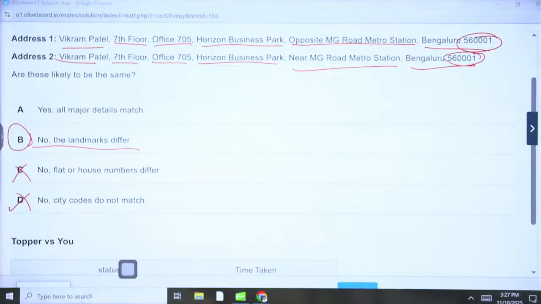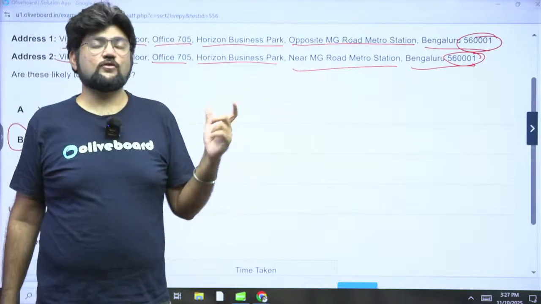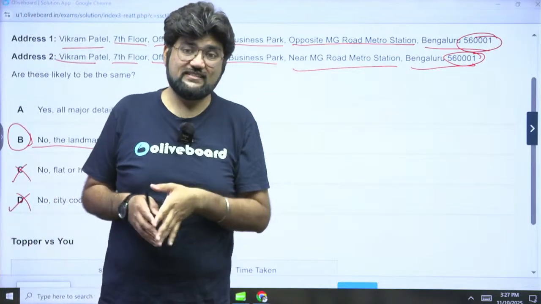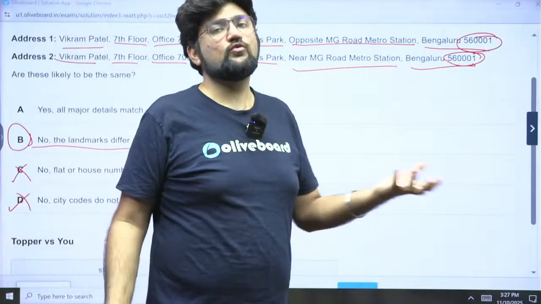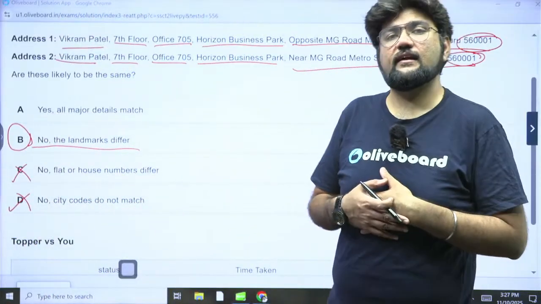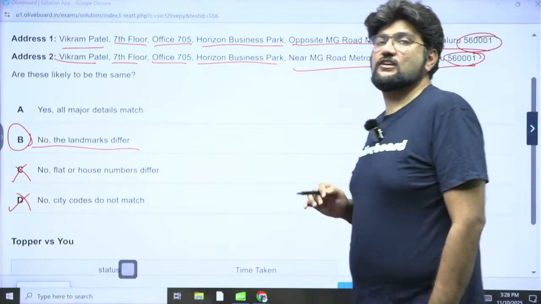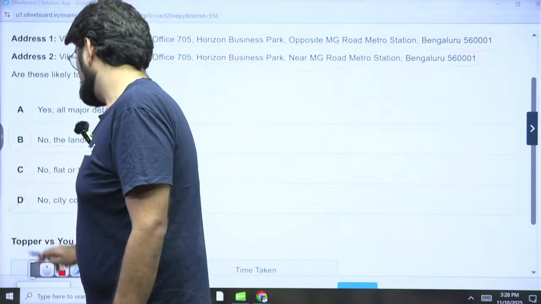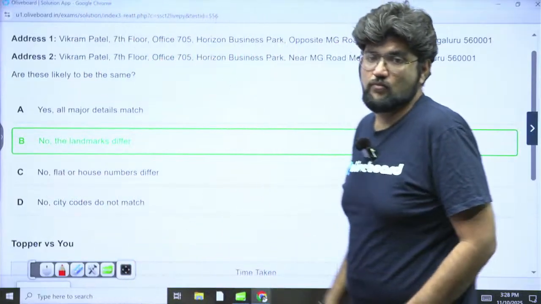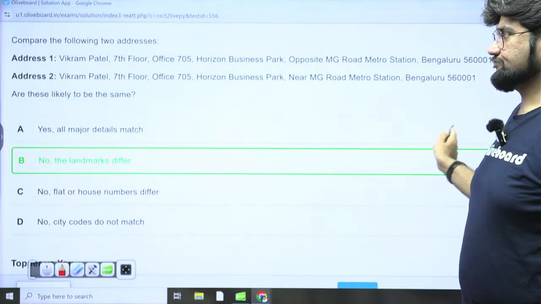These are very sensitive. You will say yes, the landmarks differ. It is MG Road Metro Station, but one is opposite the metro station, one is near the metro station. Both of them are actually used separately. We use them interchangeably in our country, but that is not how it works. So option B will be the answer here. Address matching, as easy as it seems, is a very sensitive topic. Address matching and decision making, both of them have very close calls and you'll end up making errors.